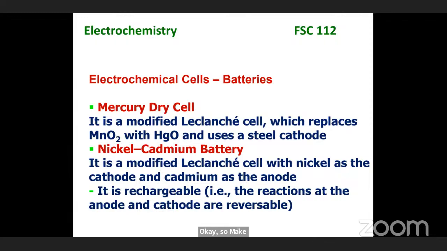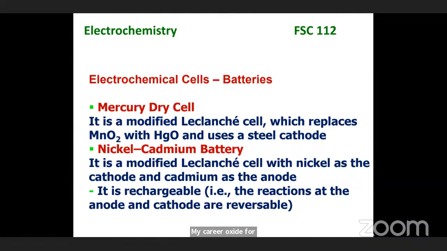Mercury dry cell is also a type of Leclanché, or a modified Leclanché. So instead of manganese(IV) oxide, you now use mercury oxide, and then you use steel as the cathode. The previous ones we looked at, you use zinc as the cathode. That's the thing that covers it, the metal there. So for mercury dry cell, you use mercury oxide. That should be easy to remember: mercury oxide for mercury dry cell.